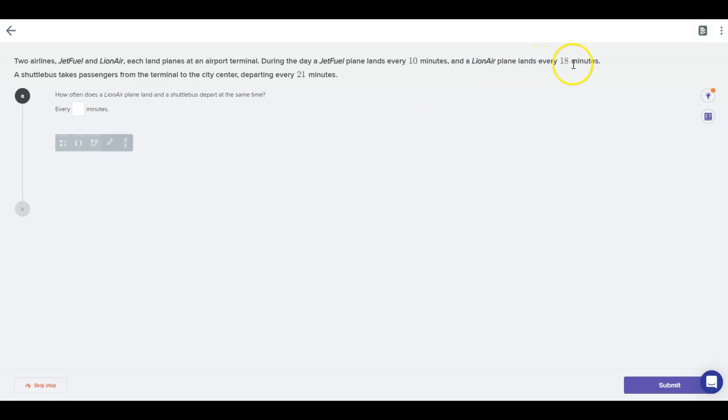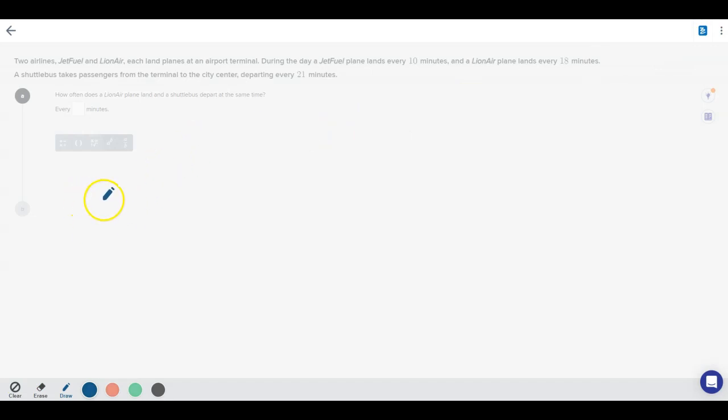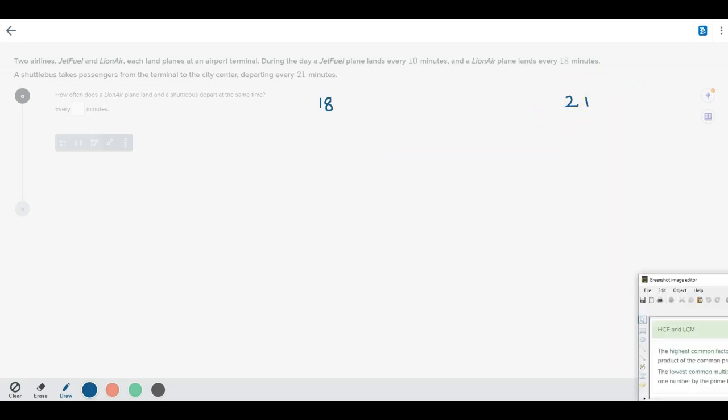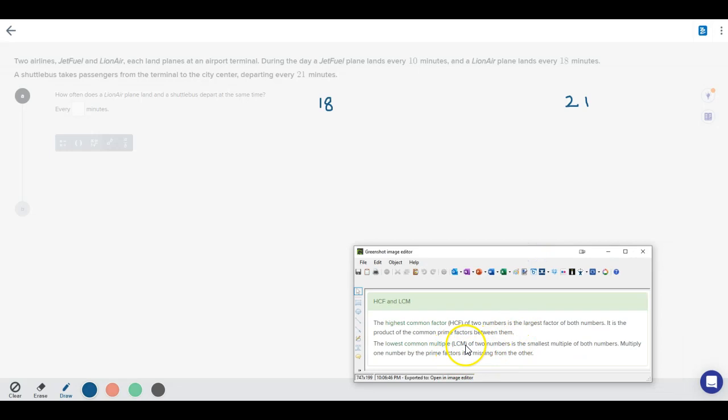So the Lion Air plane is every 18 minutes. So let's write that down. I need to get my scribble thing here. So Lion Air is every 18 minutes and a shuttle bus is every 21 minutes. Now I've written those separately because again, I want to get the lowest common multiple of those. And I'm going to use this idea here, that if I know the prime factors, I can work out mathematically which is the lowest common multiple, okay?